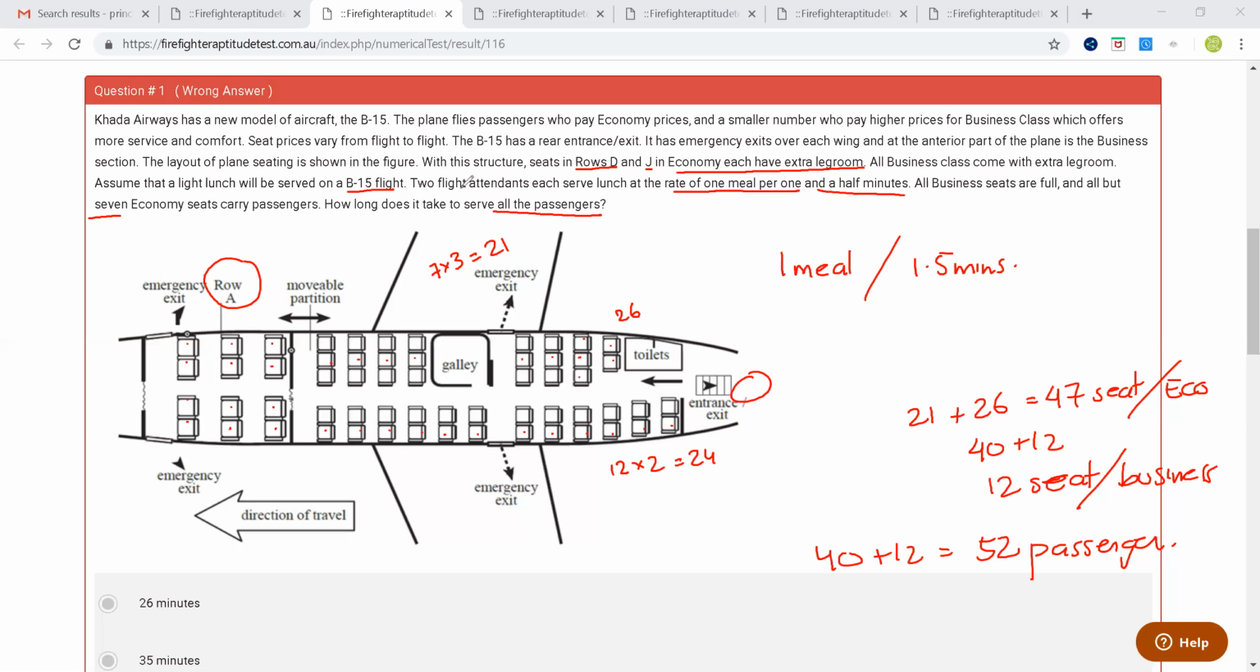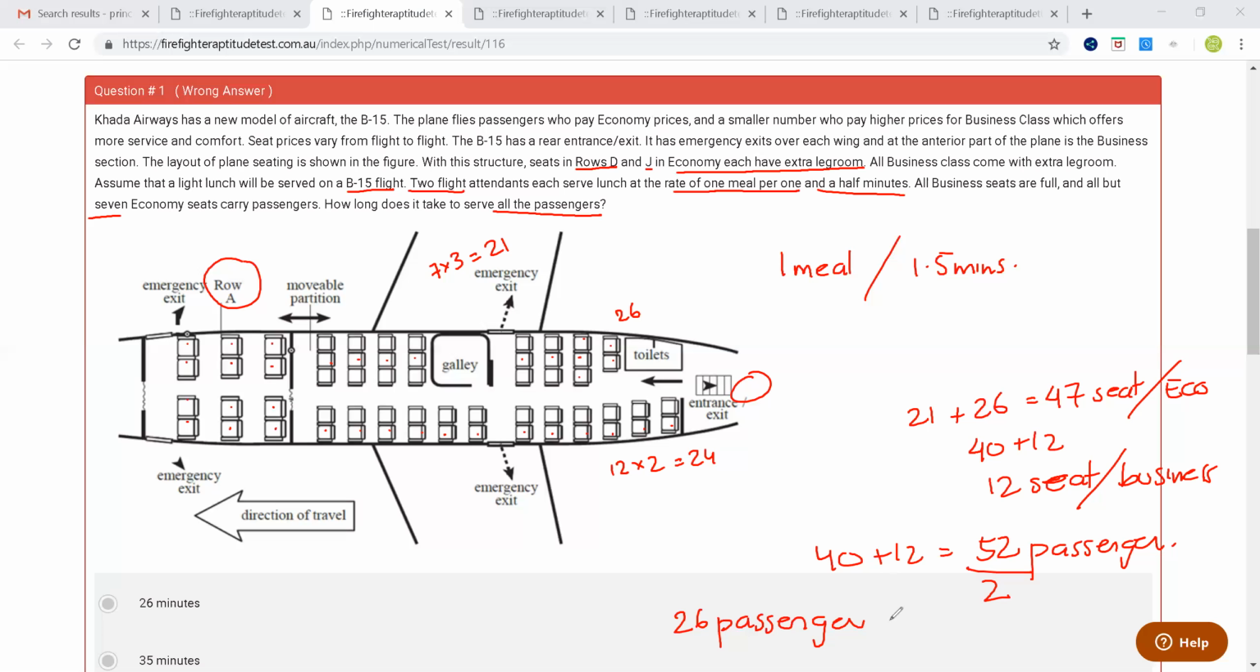And it says 2 flight attendants each serve lunch at the rate of 1 meal per 1.5 minutes. Now there are 2 flight attendants, so they are working simultaneously. So we have to divide the number of passengers by 2. That gives us 26 passengers each. One flight attendant is dealing with 26 passengers, the other is dealing with 26. Keep in mind they're working simultaneously, not one at a time.